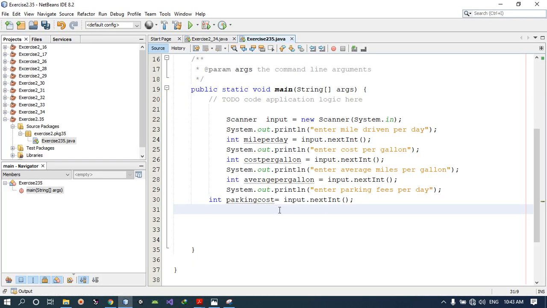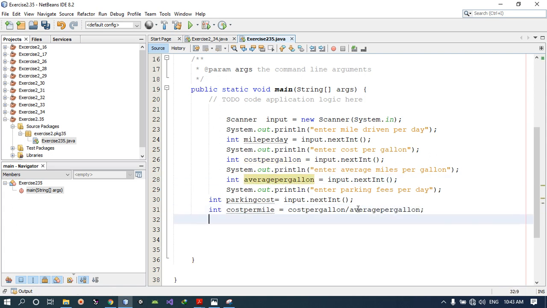Let's do it. Cost per gallon divided by the average miles per gallon. So now we have the cost of each mile. How much oil does 1 mile spend? We have it here. Now let's multiply it by the total miles we driven per day.